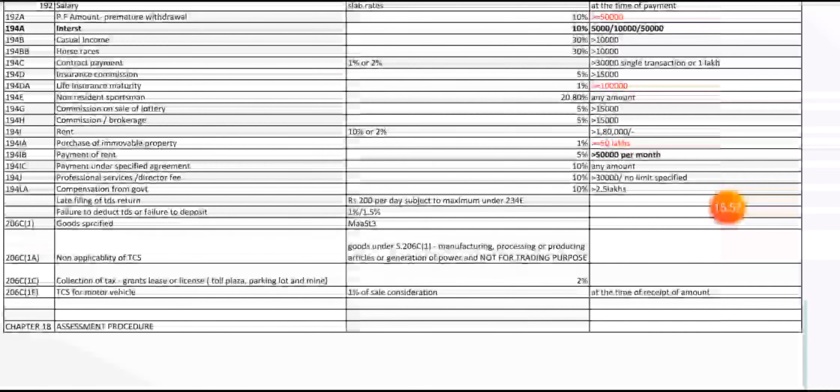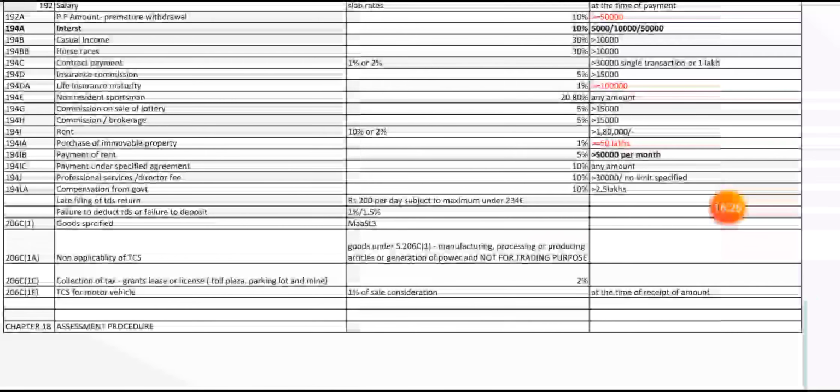Let's come once again. MAAST3. M stands for mineral, 1%. A stands for alcoholic liquor for human consumption, 1%. Any other forest produce, 2.5%. S, scrap, 1%. T3 stands for tendu leaves, timber obtained under forest lease, timber obtained by any other mode. Tendu leaf 5%, timber is 2.5%, timber any other mode is also 2.5%.